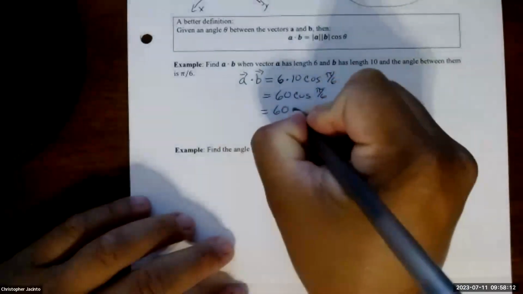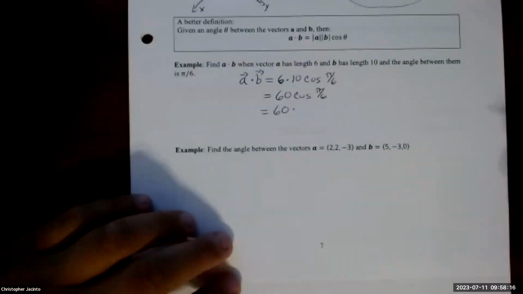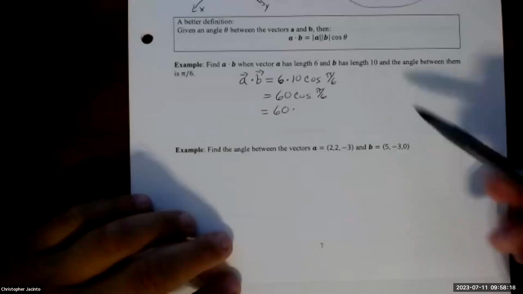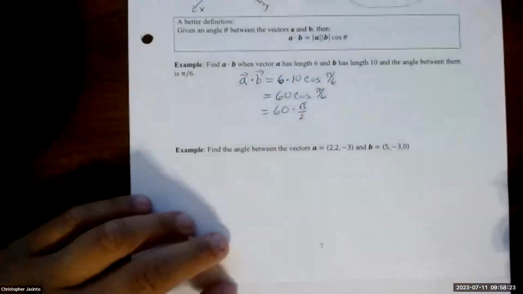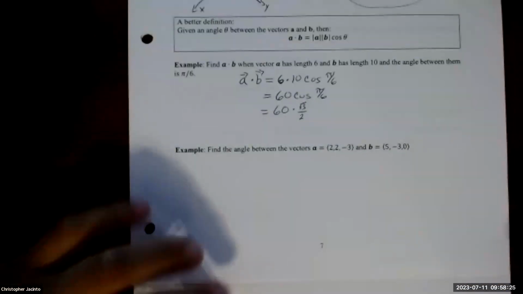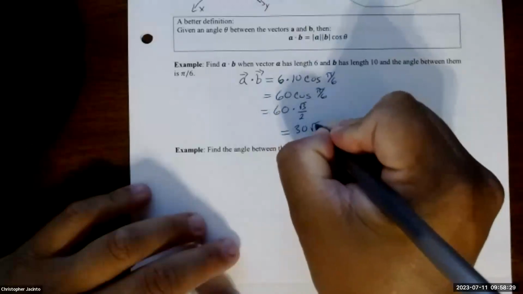Which means, cosine of pi over 6. Let's see, what is that? It goes 3, 2, 1. So square root of 3 over 2. Which just simplifies to 30 radical 3.